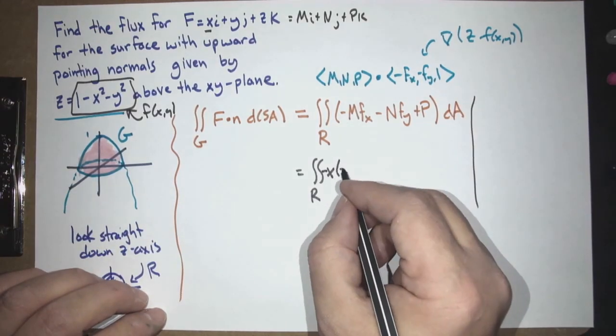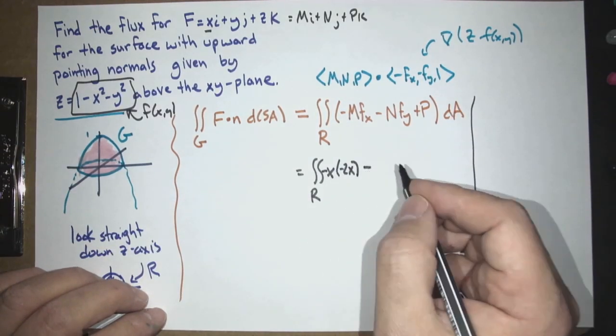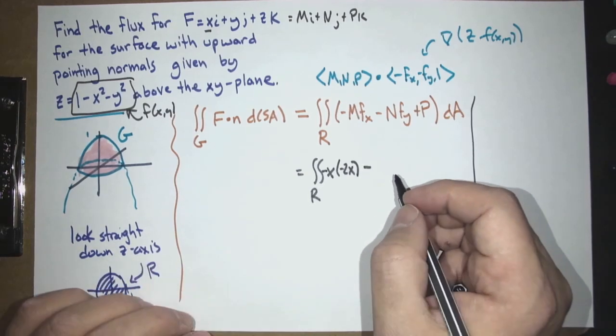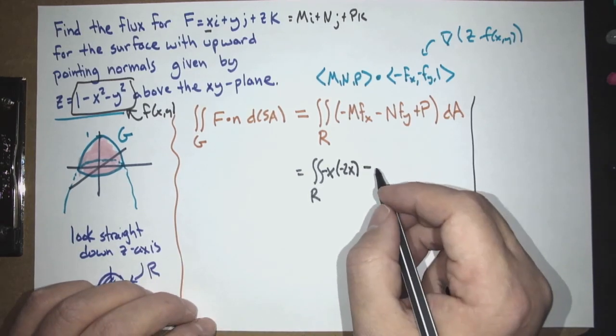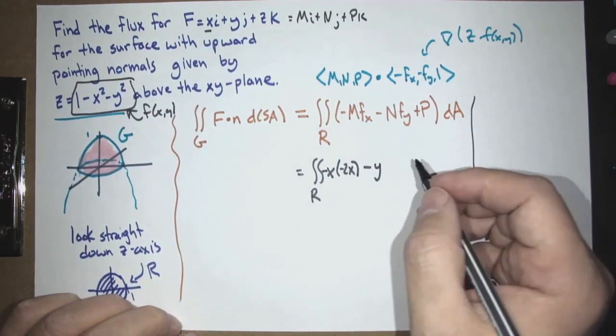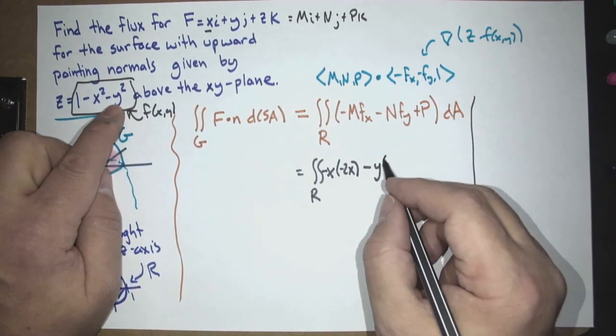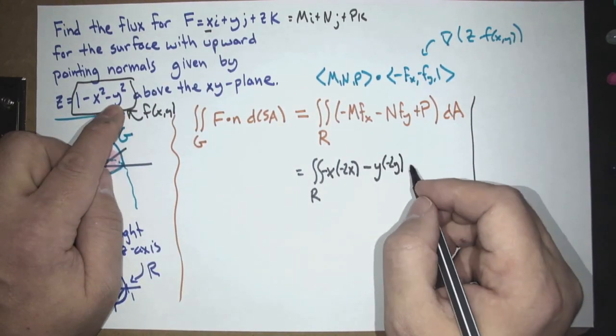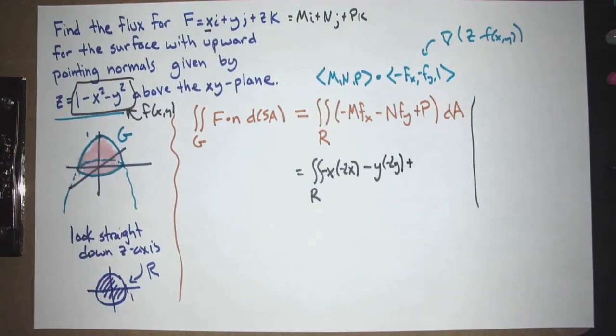And there's a minus 2x. Minus, what is n? Y. Good. What is f sub y? Negative 2y. Plus, what is p? Z.